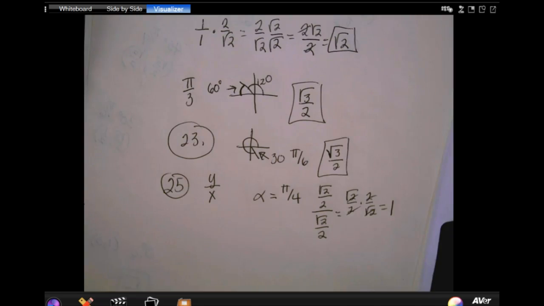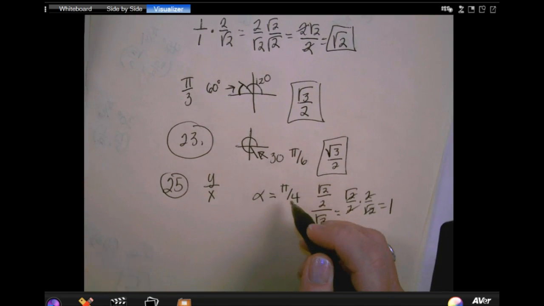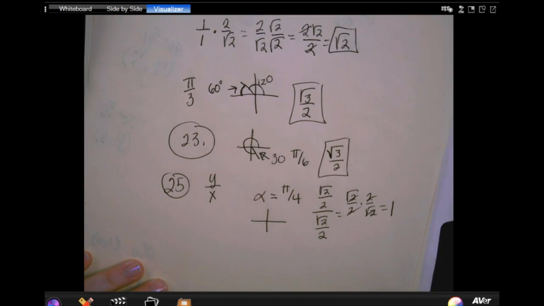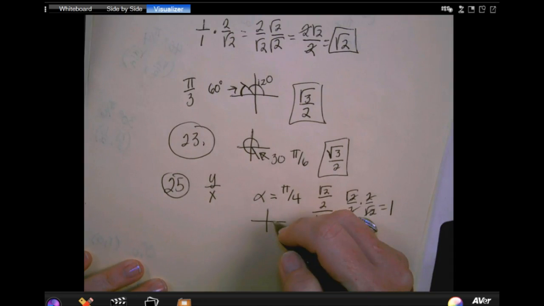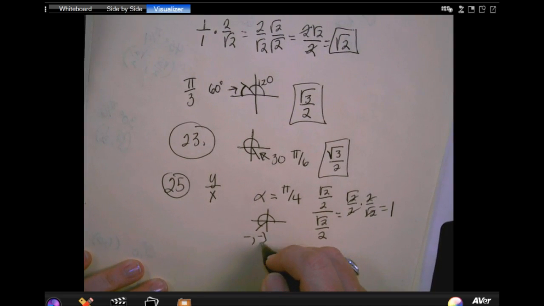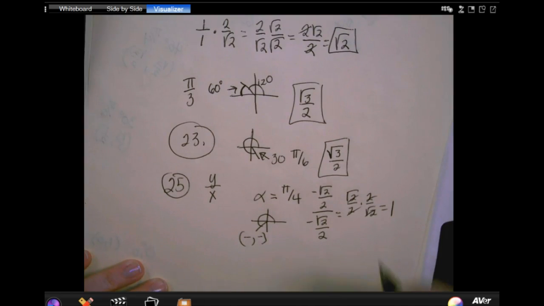Now what do I have to decide? Positive or negative? Somebody asked me, I don't know where 5 pi over 4 is. Well, guess what? I don't either. So pi over 4 times 5, 45 times 5, what do you get? Which quadrant is that? Third. So if that puts me in the third quadrant, I have a negative x and a negative y. So negative divided by negative ends up positive. So my answer is 1.